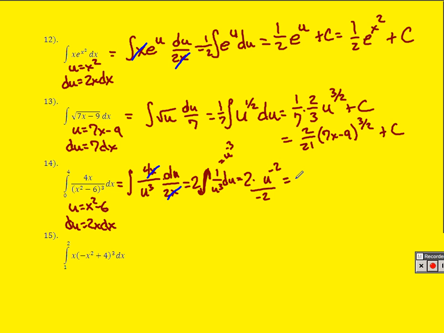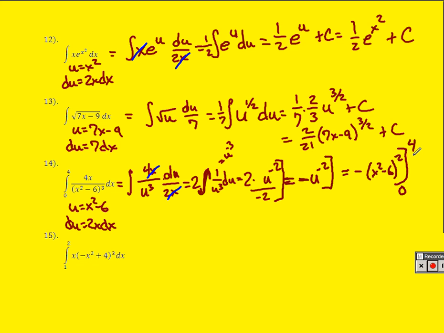So first, let me rewrite it. I don't know what I'm going to evaluate it at yet. I still want to try to simplify this. 2 divided by negative 2 is just negative 1. So it's negative u to the negative 2 power evaluated at something. I don't know yet. To find out what it is, let's put it back in terms of x. So negative x squared minus 6 squared, that I can evaluate. I can evaluate that from our original numbers of x is 0 and x is equal to 4.